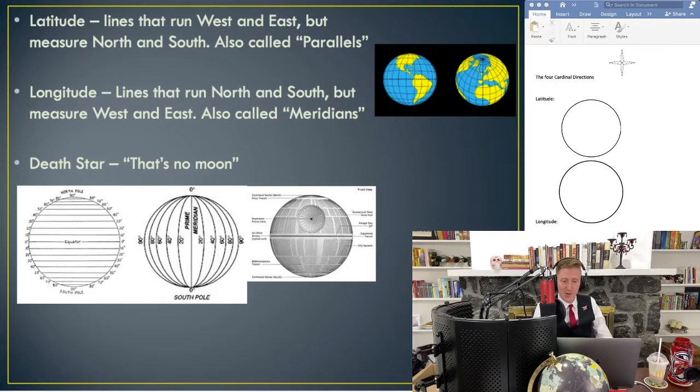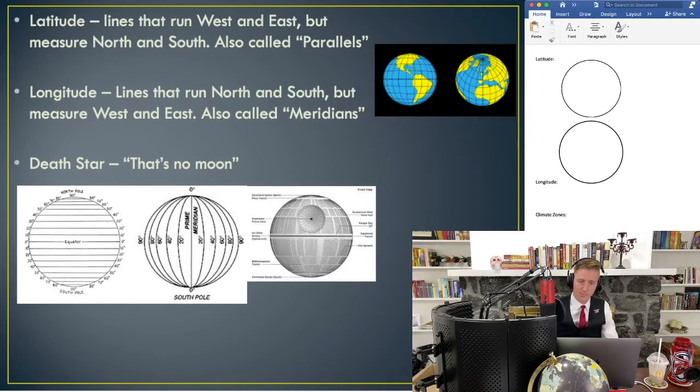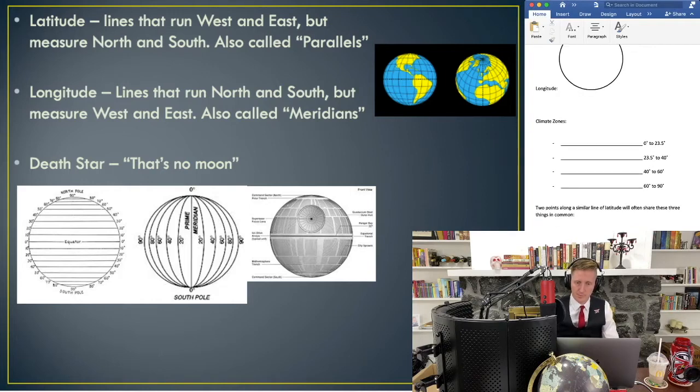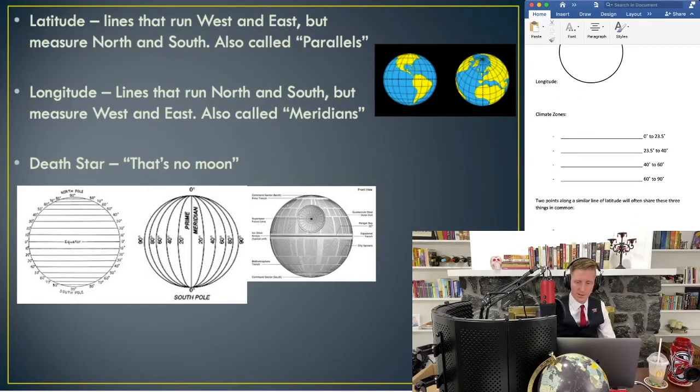All right, so if you haven't done so already, you can pause the video to do this, but on your two circles on your sheet, please make sure the latitude lines, you add the lines that run east-west but measure north and south. And the lines of longitude, you write the ones that run north-south but go east and west from there. While you do that, I will go and scroll down.